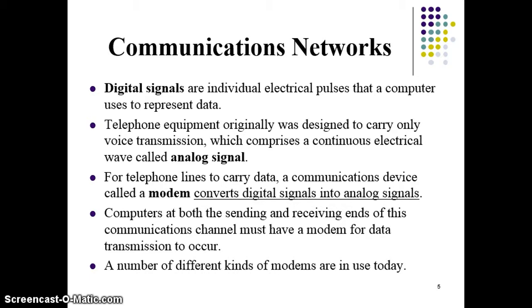So, communication networks. Digital signals are individual electrical pulses that a computer uses to represent data. Telephone equipment was originally designed to carry only voice transmission, which comprises a continuous electrical wave called an analog signal. For telephone lines to carry data, a communication device called a modem converts digital signals into analog signals. Computers at both the sending and receiving ends of this communication channel must have a modem for data transmission to occur. A number of different kinds of modems are in use today.